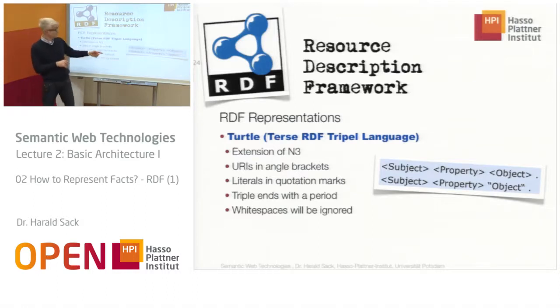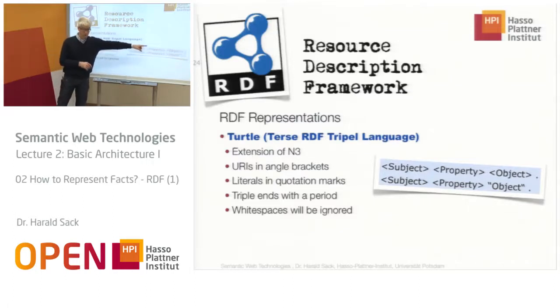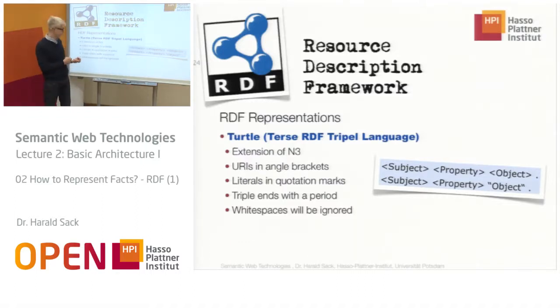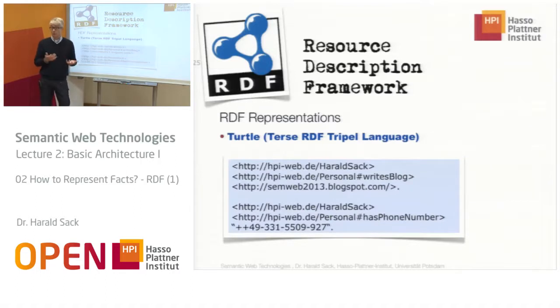So you see here a simple subject property object triple with a resource as object, and in the second line you see the same triple with a literal as the object. So, in Turtle, simple statements in RDF will look like that. And you will see here the URI that denotes me, then a URI for a property that denotes that I'm writing a blog, and this is the URI of the blog I'm writing. So again, subject, property, object.